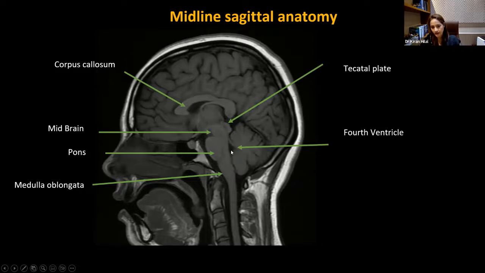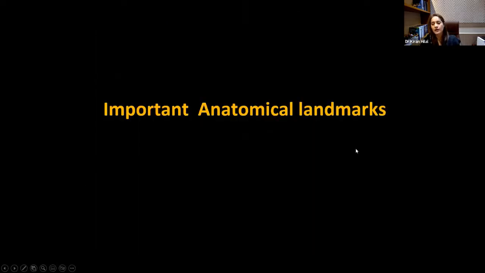And this fourth ventricle distally connects with the spinal canal through the obex. So these are your gross or main anatomical areas in the mid-sagittal plane. Now, what are the important anatomical landmarks? And for the slides I'm going to show you, you are allowed to take pictures of those, because it's going to help you a lot in your daily practice.